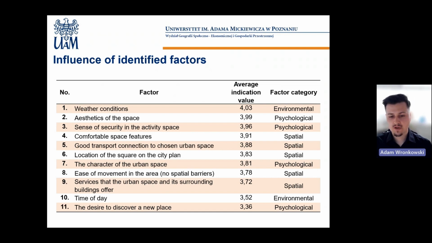the space. Of relatively low importance is the time of the day of activity, which received a score of 3.52. Willingness to discover new activity spaces was rated by far the lowest. This indicates a preference for using proven, familiar spaces over undiscovered, uncertain ones.